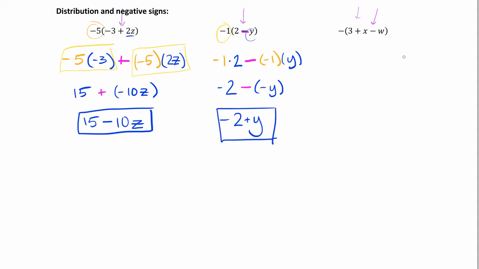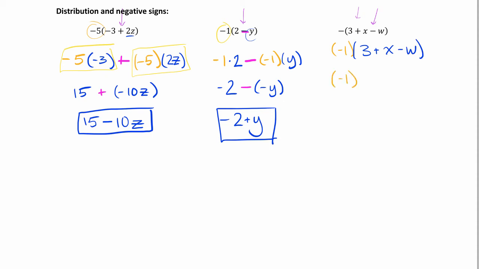Now for this one, having this negative out here, there's a lot of different ways you can think about this. One way is having a negative out there is the same as multiplying by negative 1. So just having a negative sign outside is the same as negative 1 times 3 plus x minus w. And then that is going to distribute to every single one of these.